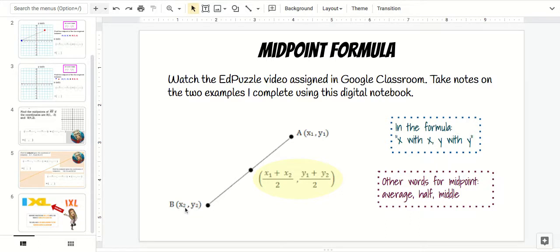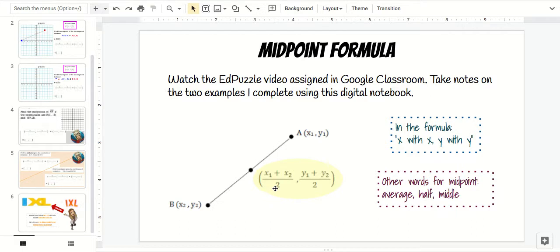Those numbers down below just tell us that these x and y values belong to point B, and these x and y values belong to point A. Now in the midpoint formula, to find the midpoint, we're really finding the middle, or the average. So in order to find the average, we have to add both of the x values together and divide by 2. Then separately, add both of the y values together and divide those by 2.